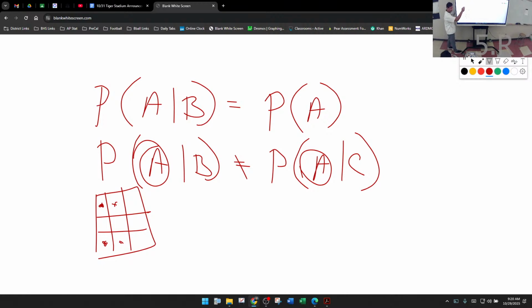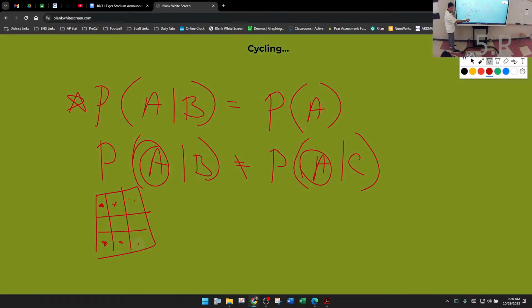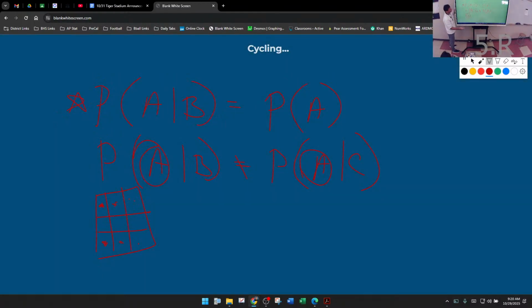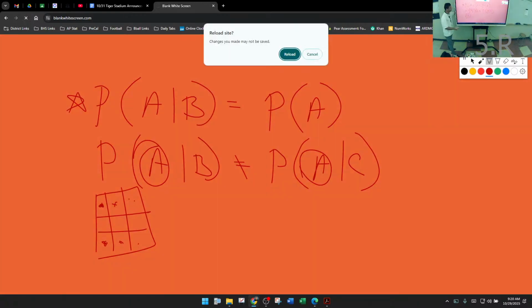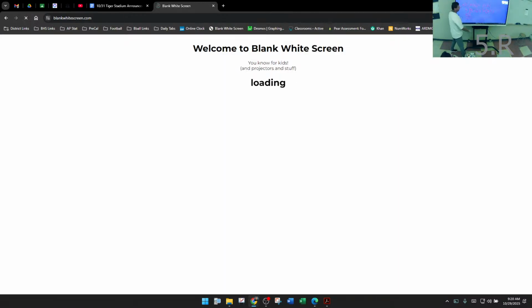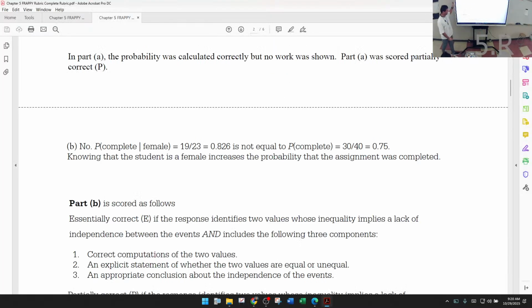Now, what they did on this top one, and I think this is the easiest way to show it: the probability of A given B, if that's the same as the probability of A, which is this over this. Okay? So any ratios, if they're the same. And so again, we'll go back to the rubric just to show you what they said, okay?